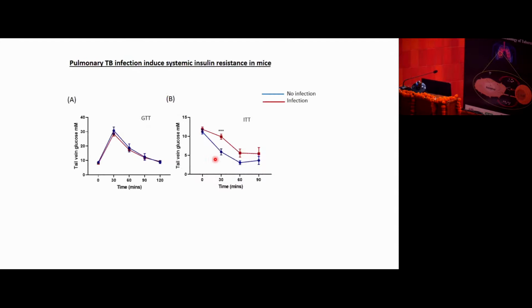So what we did was a glucose tolerance test. We give glucose and we see how much the infected animals are able to utilize the glucose when we give them a bolus. We don't see any difference, but if we give insulin, the infected animals are not able to take up glucose. Their response to that insulin is low. So we see a trend of a systemic insulin resistance in TB infection, and we see that at 42 days.